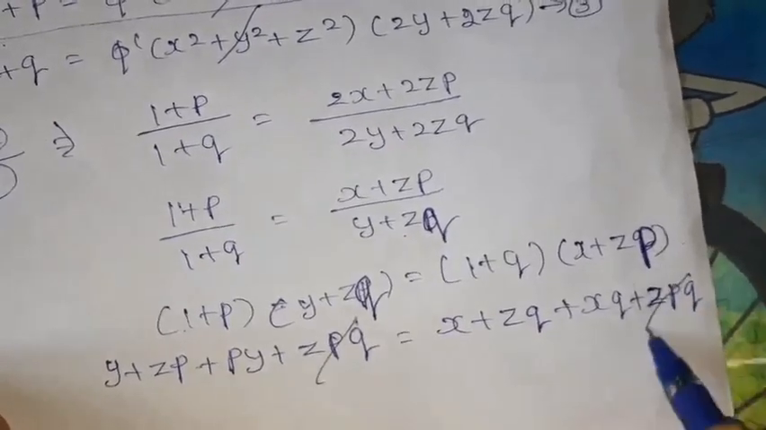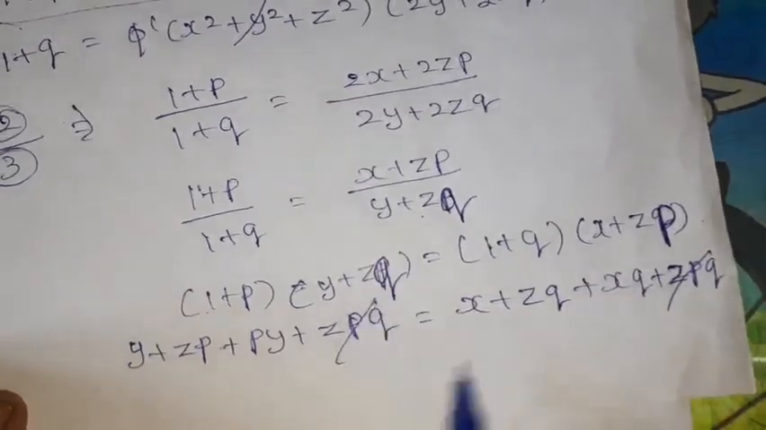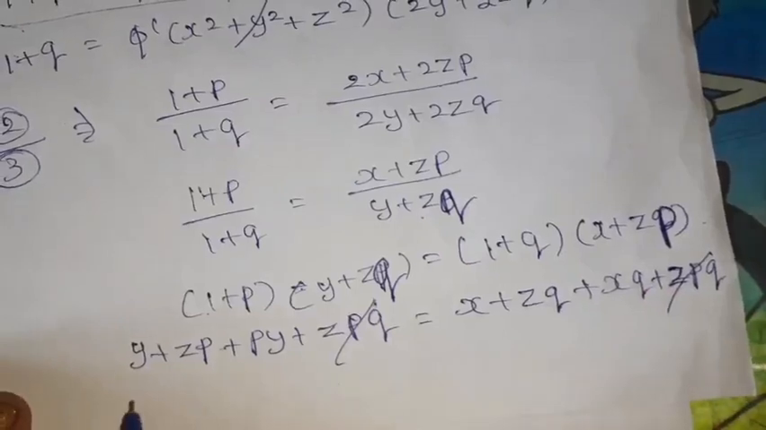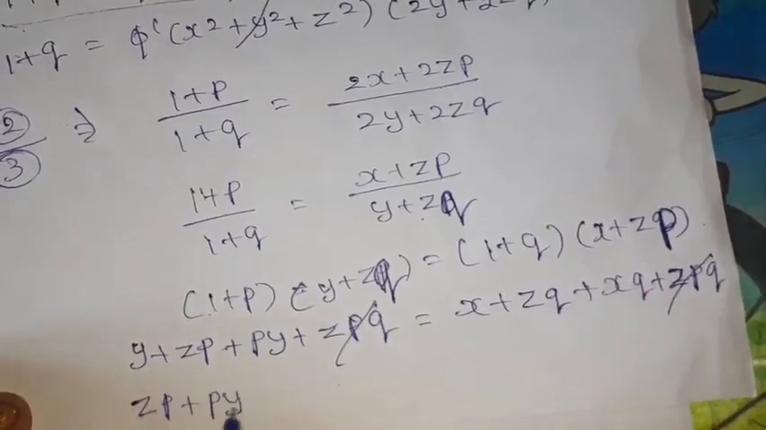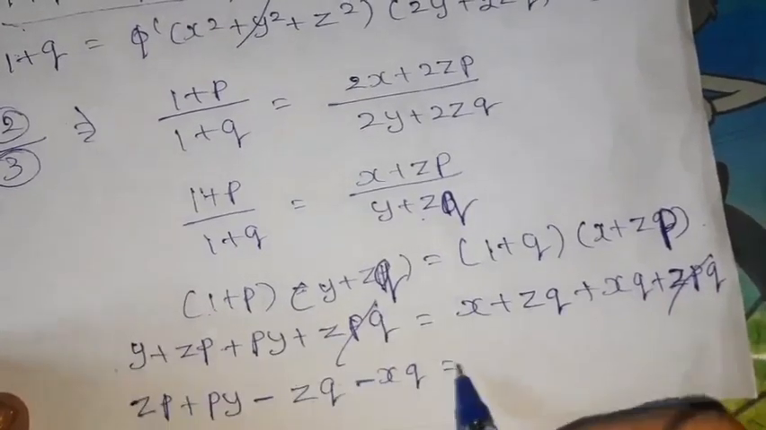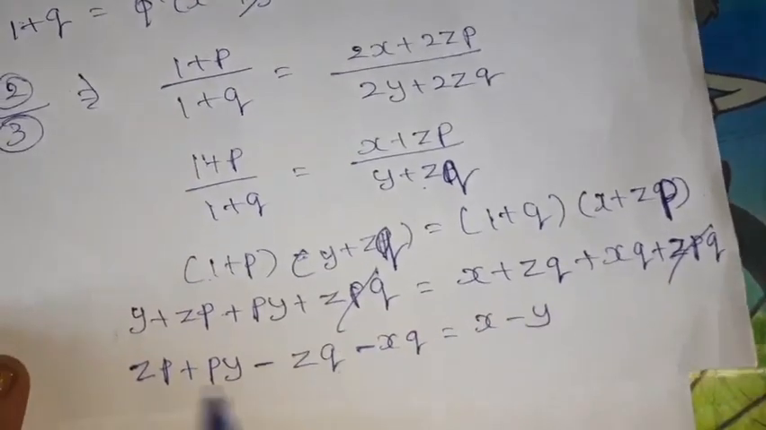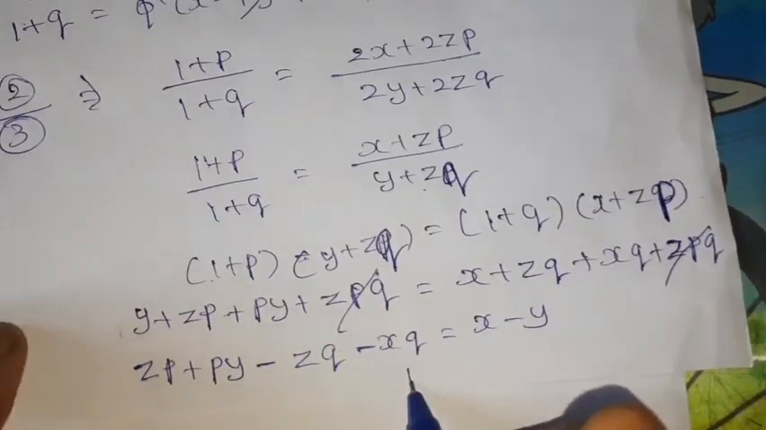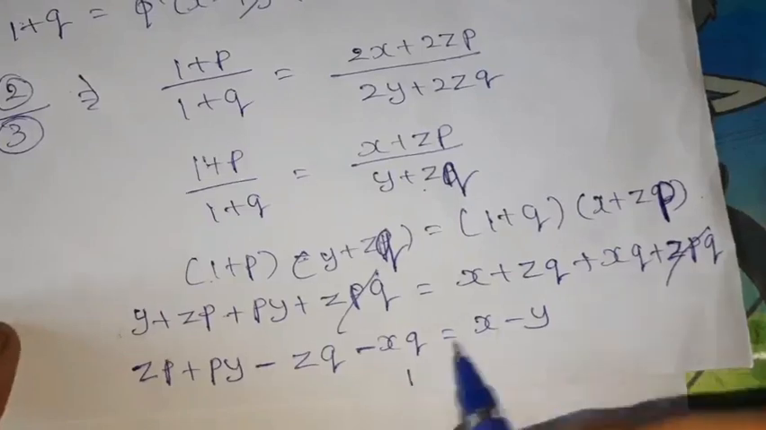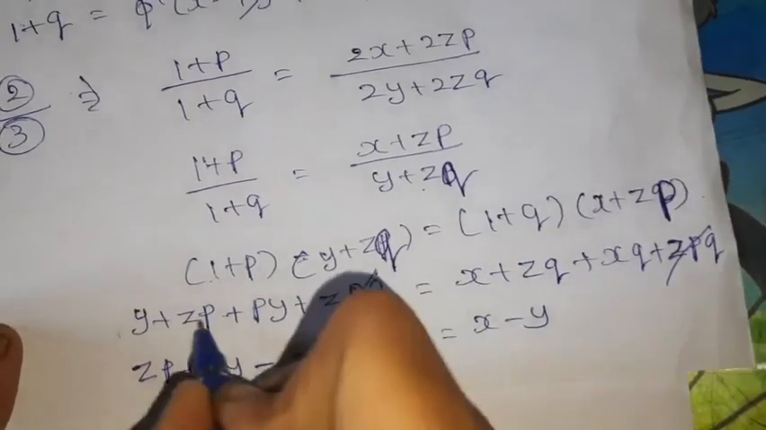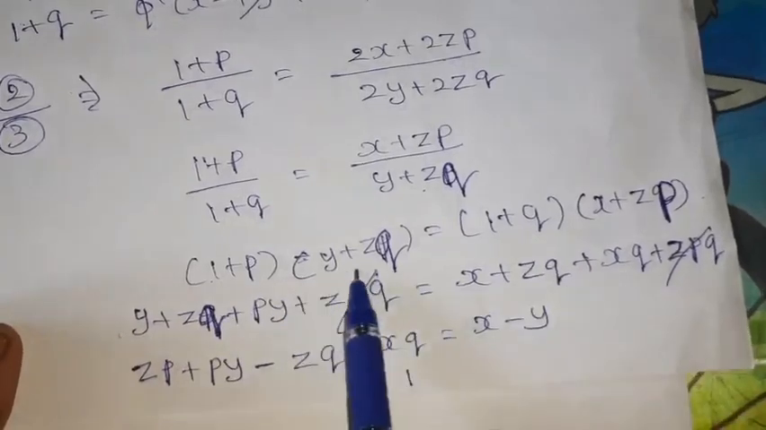Zpq gets cancelled. Take x on one side and pq on the other side. What will we get? zp plus py minus zq minus xq equals x minus y, with the remaining terms only. So taking p outside, p is common, what will we get? y plus zq, sorry, I made a mistake: 1 plus zq plus py.